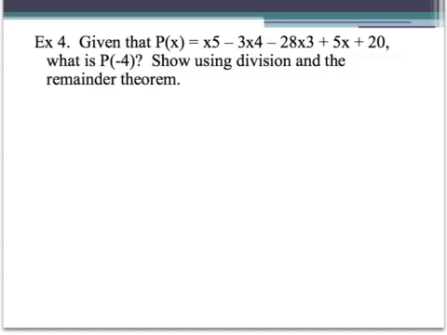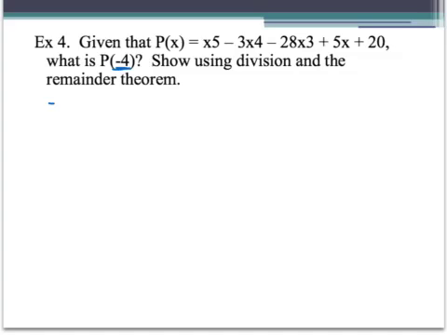So example 4 says given that p of x equals x to the 5th minus 3x to the 4th minus 28x cubed plus 5x plus 20, what is p of negative 4? We're going to show this using two methods, one with division and the second one is the remainder theorem. You can choose to do long division or you can do synthetic division. I'm going to go ahead and do synthetic division because we know that that is much quicker than long division.